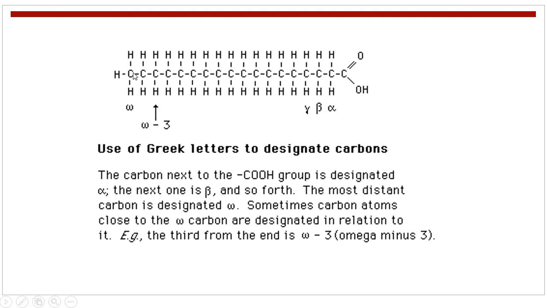The most distant carbon is designated as omega, and sometimes carbon atoms close to the omega carbon are designated in relation to this omega carbon. For example, this carbon is the omega minus 3 carbon. So these are the various positions, and this is the beta position which is important for us. The cleavage will occur between alpha and beta position of the fatty acid structure.